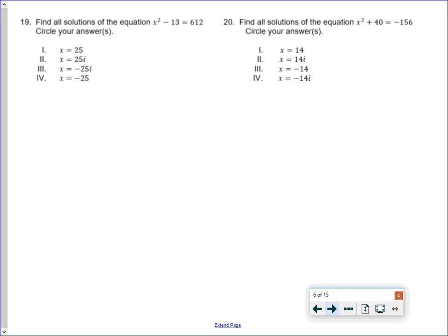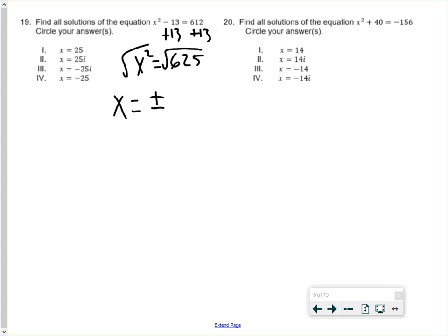All right, so now we're asked to find all the solutions of the equation x squared minus 13 equals 612, and we're going to circle our answers. So we see we still only have one x term, the x squared, and we have two constants, negative 13 and 612. So what we're going to do is isolate the x again. So we're going to add 13 to both sides, and we get x squared equals 625. And then once we have our x term isolated, what we're going to do is take the square root of it, and we get x equals plus or minus the square root of 625.